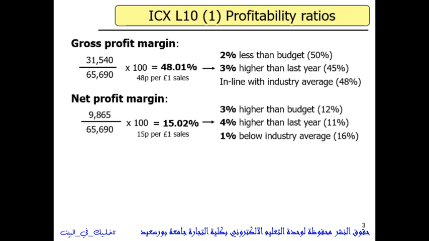Regarding the net profit, the net profit we achieved this year was equal to 15%, which means that we are higher than the budget by 3%, and we are higher than the performance of last year by 4%, and we are below the industry by 1%.